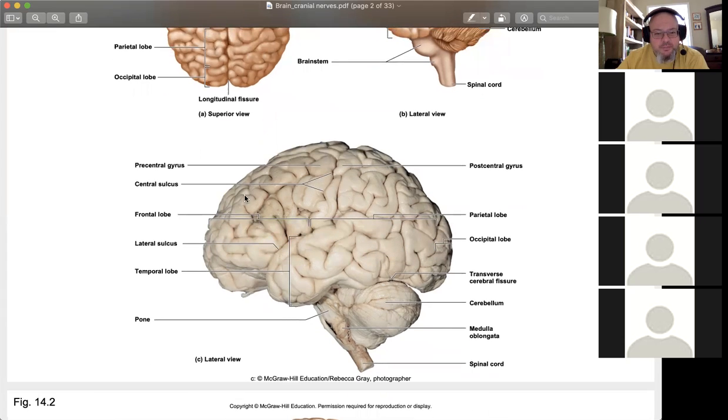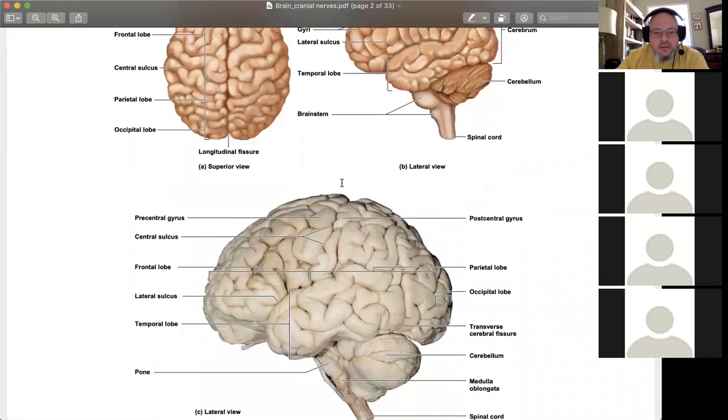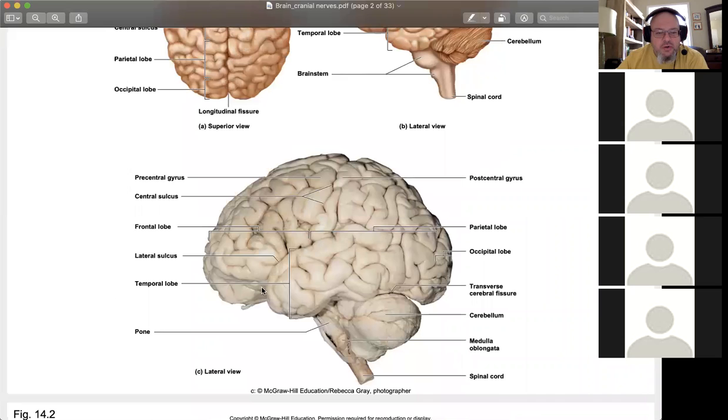So your cerebrum is the large portion that you see here. You've got your left and right cerebral hemispheres. They are split down the middle by the longitudinal fissure. There is a lateral sulcus that splits the temporal lobe from the frontal and part of the parietal lobe, and you have a transverse fissure that splits the cerebrum from the cerebellum.